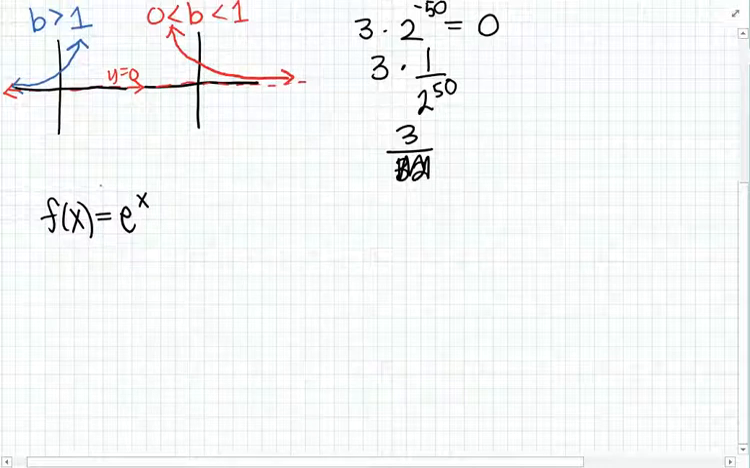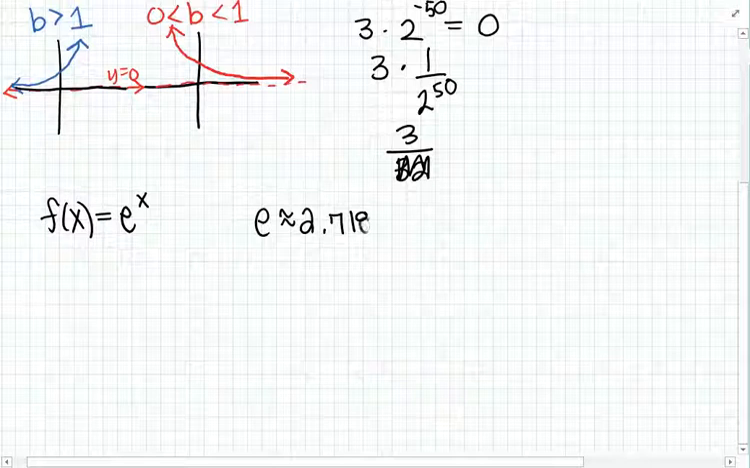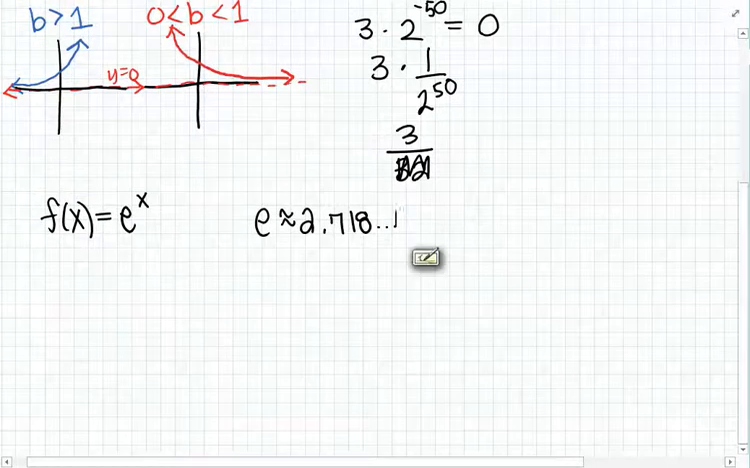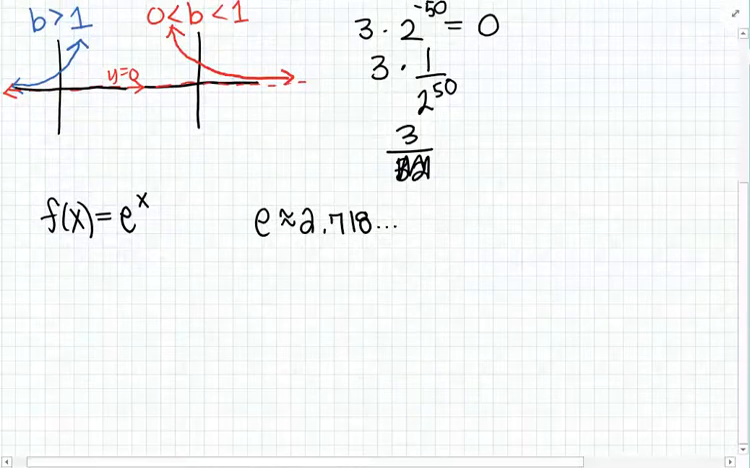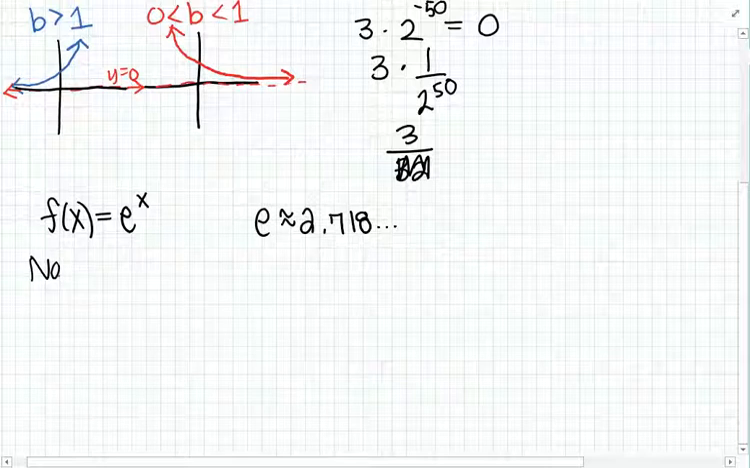And e, you may remember, is a constant. It's about 2.718. It's an irrational number, kind of like pi is. And e comes from a limit, okay? It's called the natural base.